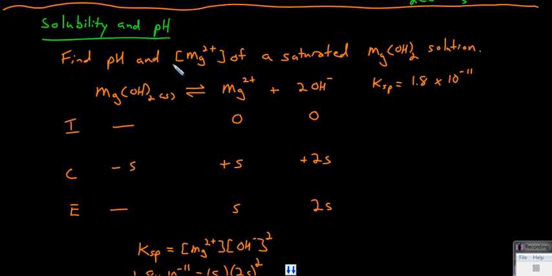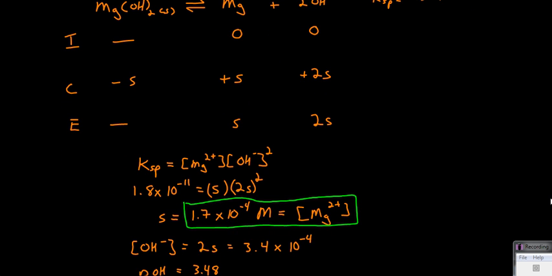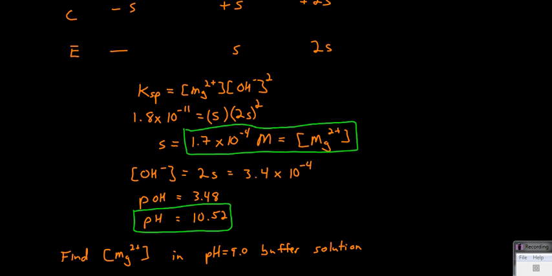First, consider the pH and the concentration of magnesium in a saturated magnesium hydroxide solution. Magnesium hydroxide has a KSP of 1.8 times 10 to the negative 11. You can calculate that in this solution the value of S is 1.7 times 10 to the negative 4, which is the value of magnesium. But also that the concentration of hydroxide is twice that. It's 3.4 times 10 to the negative 4, and so the pOH is 3.48 and the pH is 10.52. So these are our initial concentration of magnesium and the initial pH.